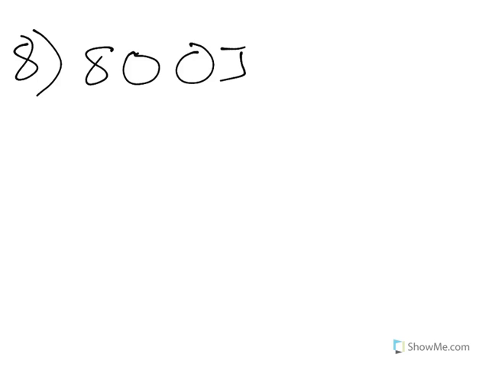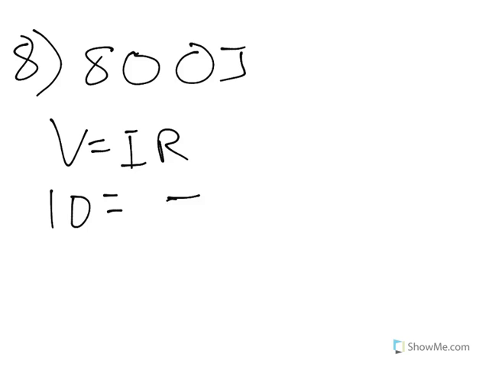First do V is equal to IR to find the current. You know that the voltage is 10 and the resistance is 5, so you're looking for the current. The current is 2 amps. That gives us the current.